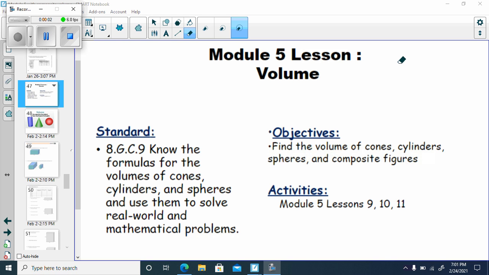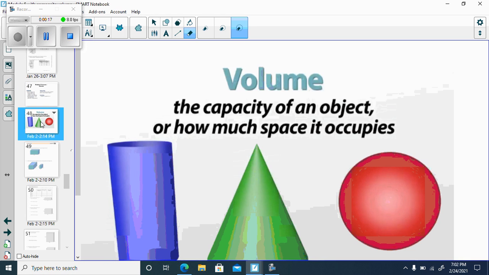This is Module 5, Lesson 8. We're still dealing with volume. We're going to talk about the volume of composite figures. We're going to talk about the volume of cones, cylinders, spheres, and prisms, all put together to make composite figures.